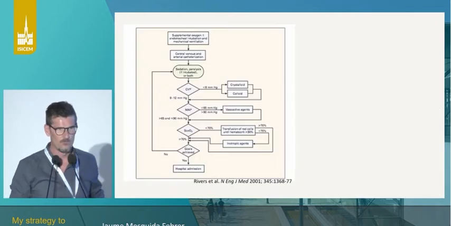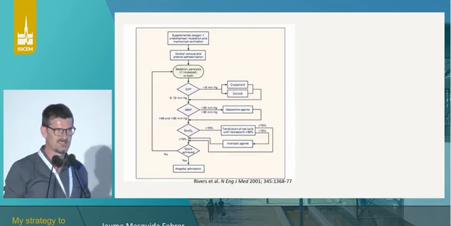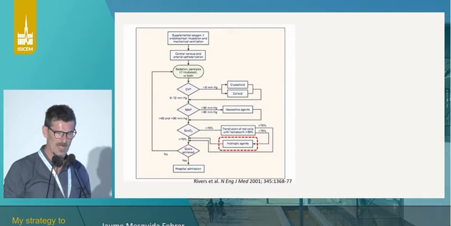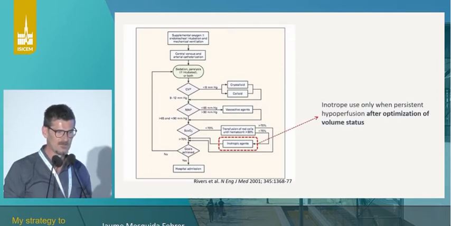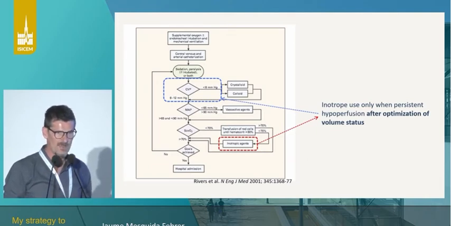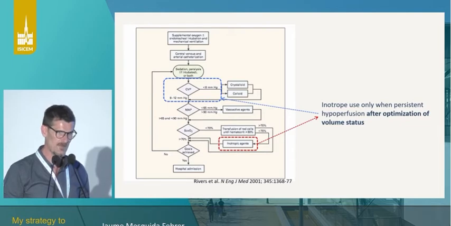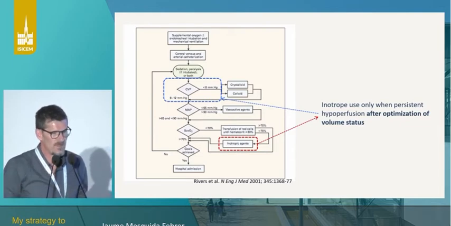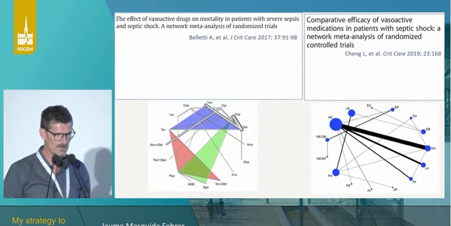So maybe we can just explain that if we go through the initial protocol. You should give inotropes only when SCVO2 is low and after optimization of volume status. And in these protocols, the optimization of volume status was based on CVP, which is not our current practice anymore. We don't use CVP for optimizing volume status. So that might account for those bad results.